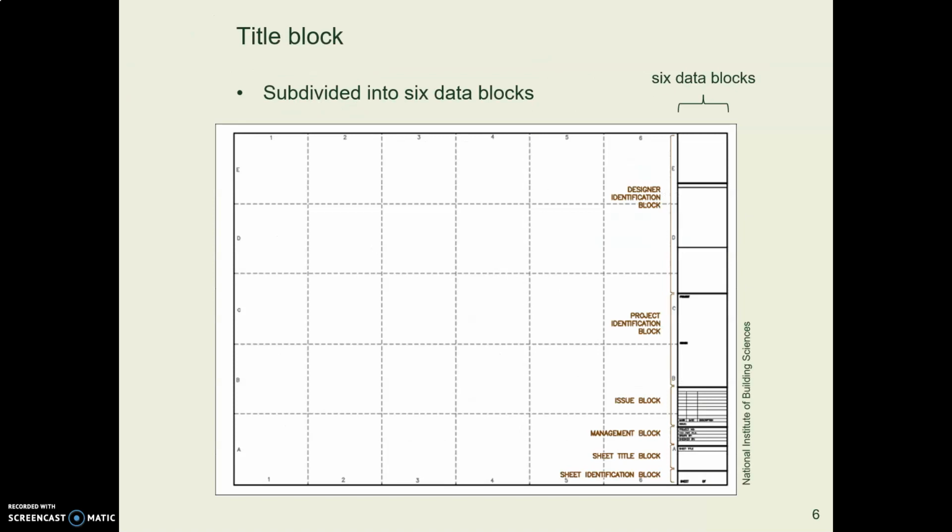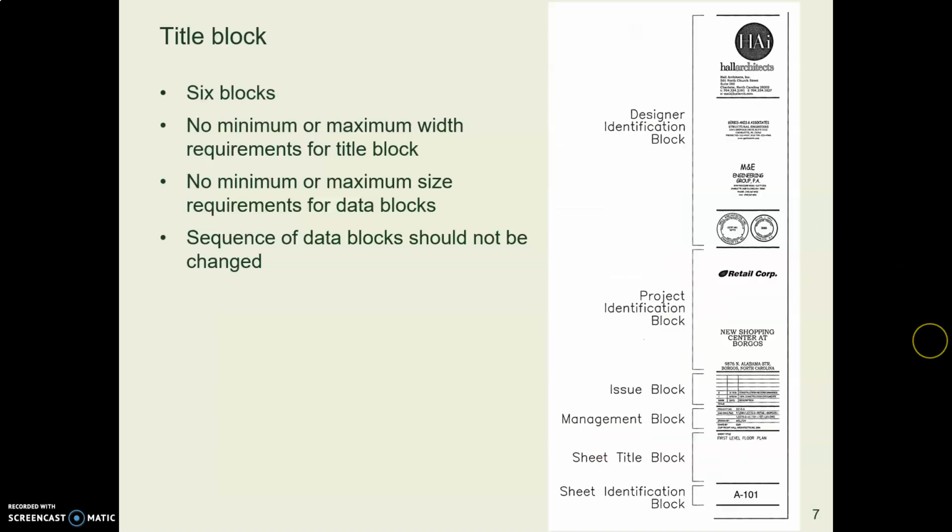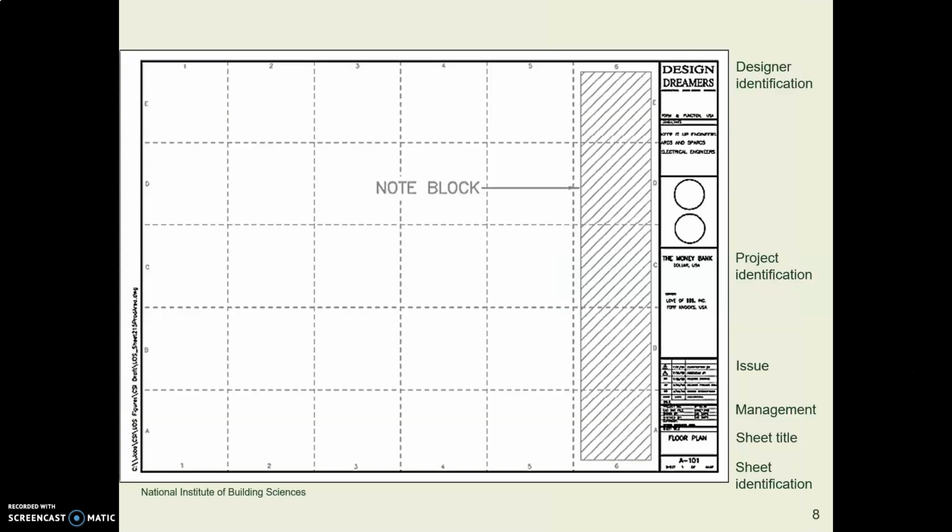Then this title block along the right edge is subdivided into these blocks. And they always go in the same order. There's no requirement for size, so one office will make them one size and another office will make them another size, and you'll see a lot of variation. But what you do have to follow is keeping them in the same order. And then oftentimes you'll see some notes here along the edge.